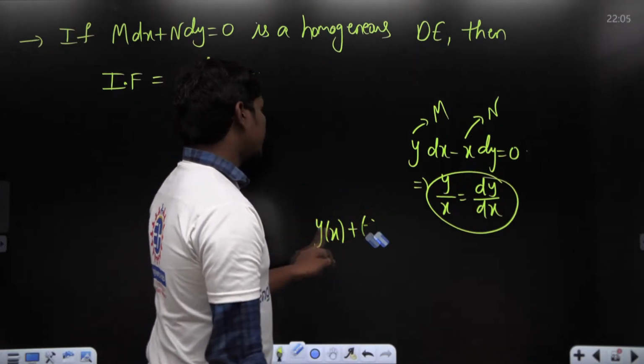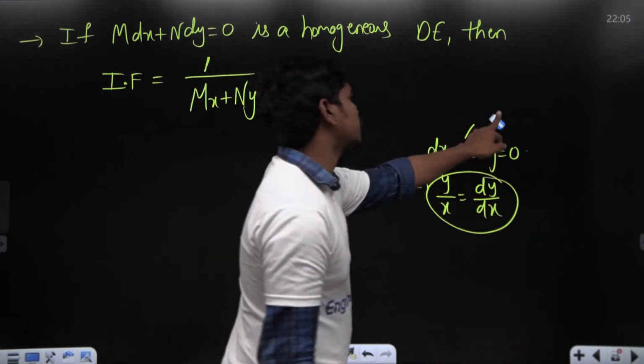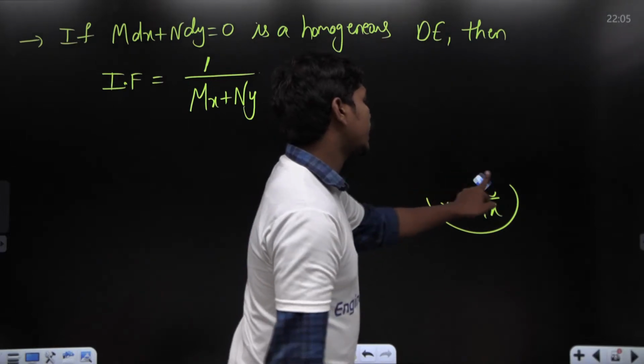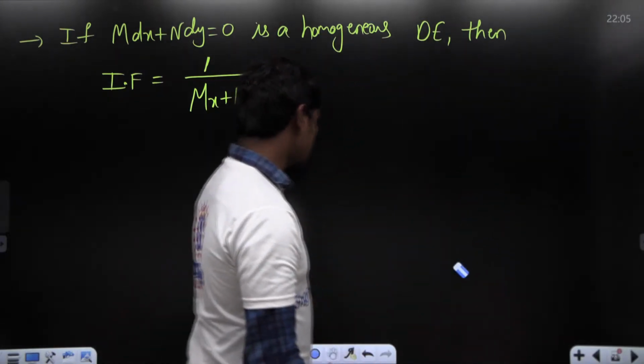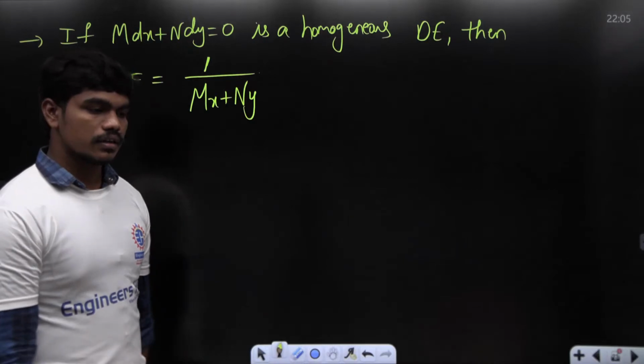Anyhow, if this is a homogeneous function, of course this is an exception case. So normally we have some rules for finding integrating factors. This is how we write it.